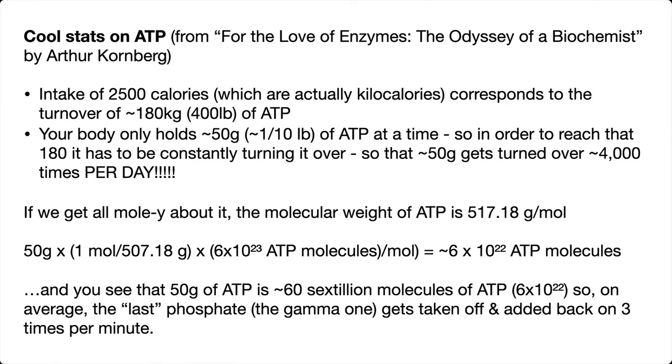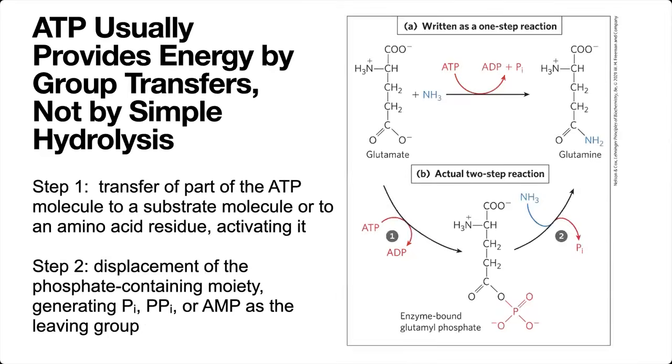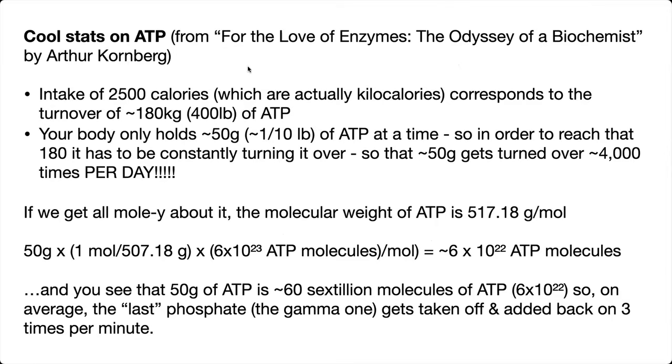If you do the math, you'll see that that's about 6 times 10 to the 22nd ATP molecules that are actually being used by your body a day. So that's like 66 trillion molecules of ATP. And these are getting turned over, the last phosphate group, that gamma one, is getting taken off and added back on 3 times per minute. Pretty wild. And that's a really great book, by the way.